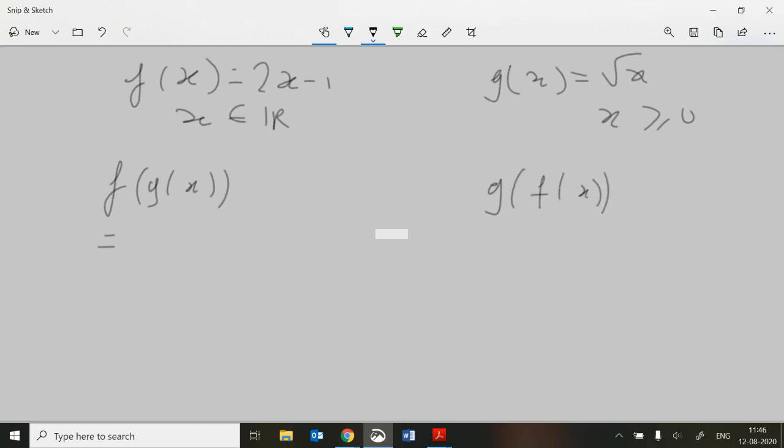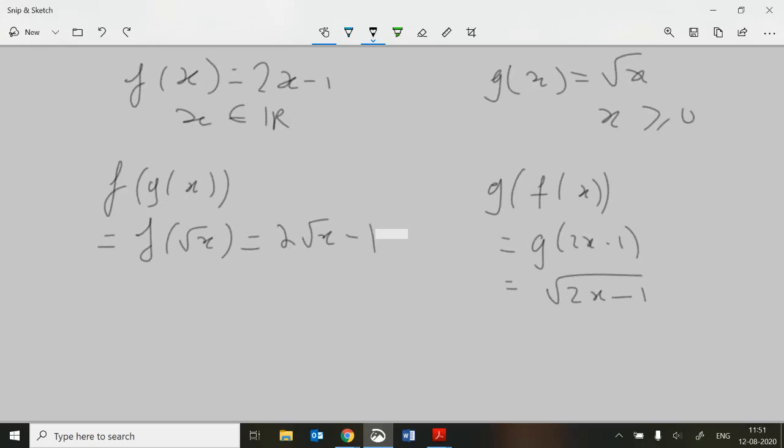Okay, so f of g of x is saying, well, let's put in the square root of x into f. So we're getting out 2 lots of the square root of x minus 1. And the other version is g of f of x, so g of 2x minus 1, means we're putting 2x minus 1 into this g function. So we're getting out the square root of 2x minus 1. Okay, so that was the easy bit. And now here comes the harder bit. Only one of these is well defined as a function.